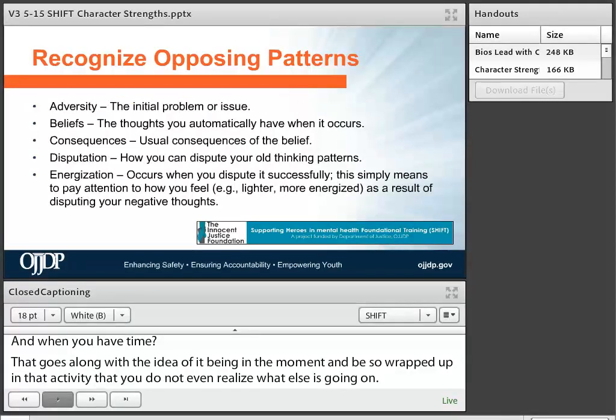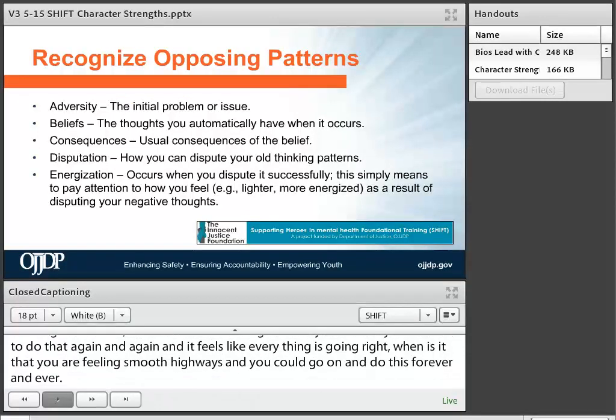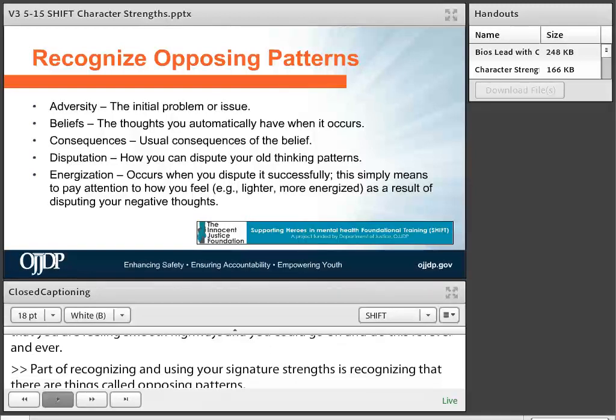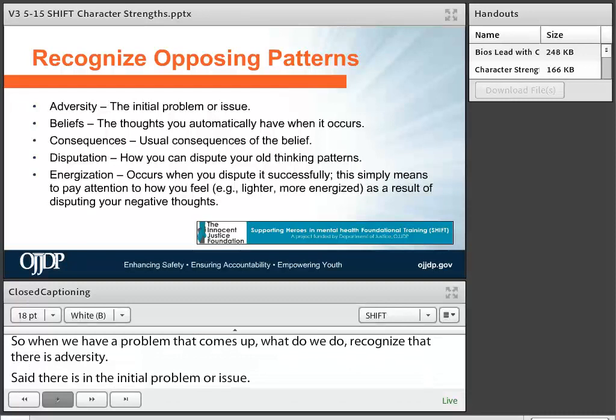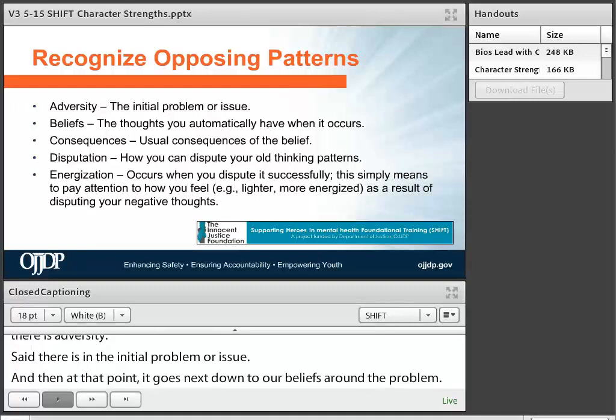Part of recognizing and using your signature strengths is recognizing that there are things called opposing patterns. So when we have a problem that comes up, what do we sometimes do? We recognize that there's the adversity, so there's the initial problem or issue. And then at that point, it goes next down to our beliefs around that problem. So if I don't have a sense of ability to solve that problem, then I'm not going to be able to solve that problem.